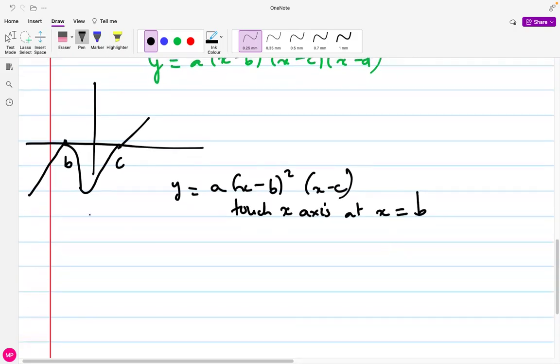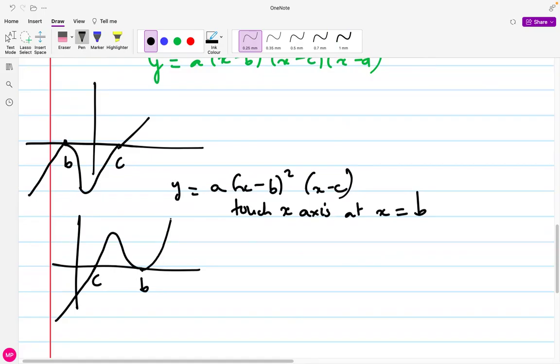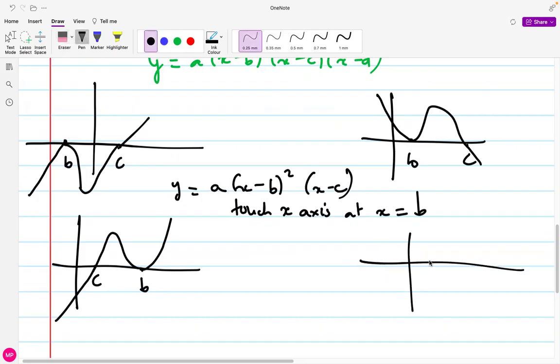If you switch them around, if you have c here, b here, then you go to c, at c you just cut through, then you go to b, and at b you need to touch, or form a parabola like that. Same thing if you need to do a negative one: if you have b here, c here, you go to b, form a parabola, go to c. And if you have c and b here, then you go to c, go to b, and form like that.